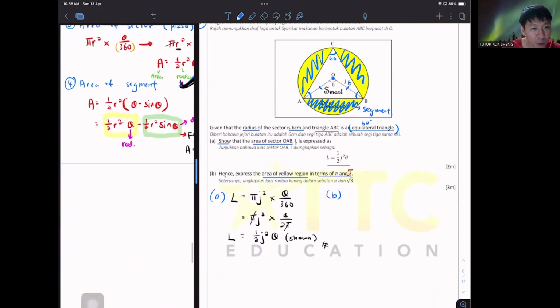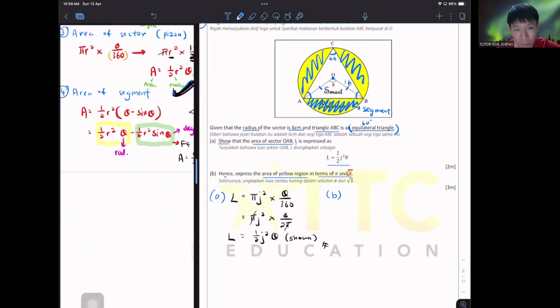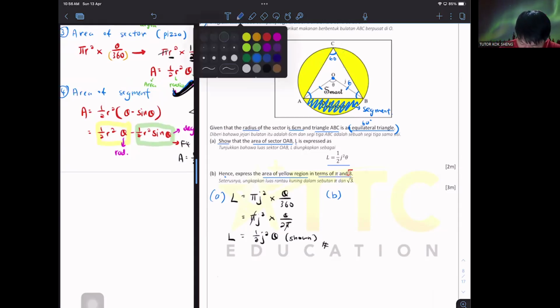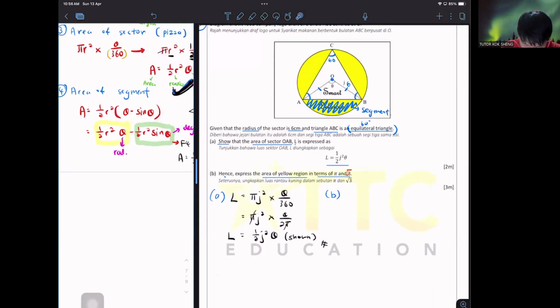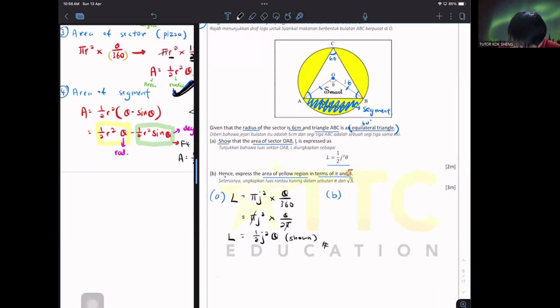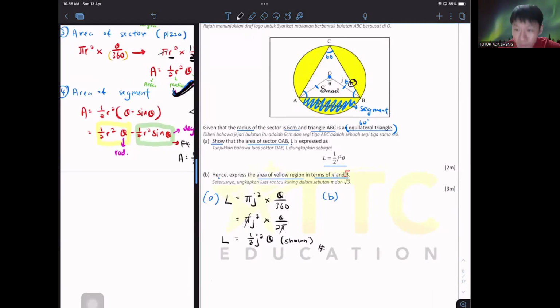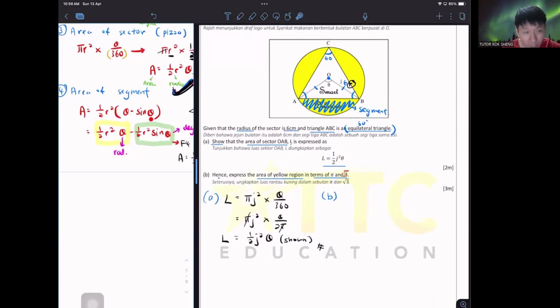Segment, yeah, this one. Okay, so first thing here, segment, you can see the formula. We need the radius. This one, no issue, given to you, 6. Okay, this is the radius. And next one is the theta. 2 theta here, one is radian, one is degree. And these 2 angles come from here.